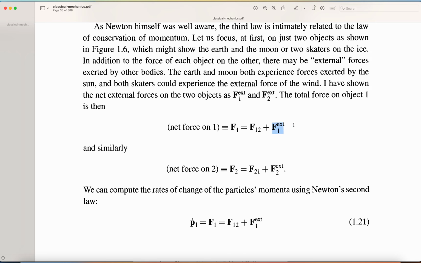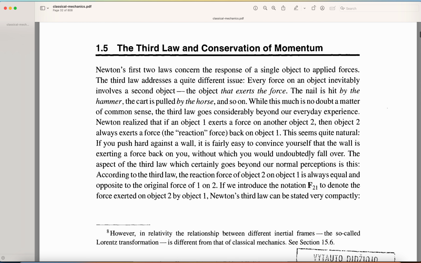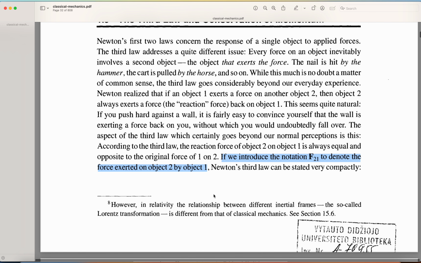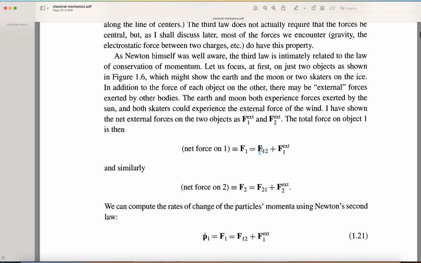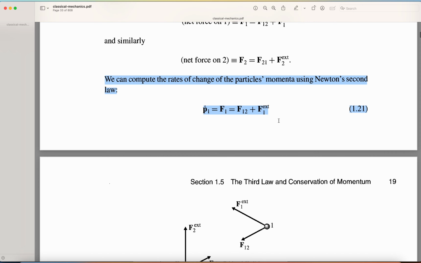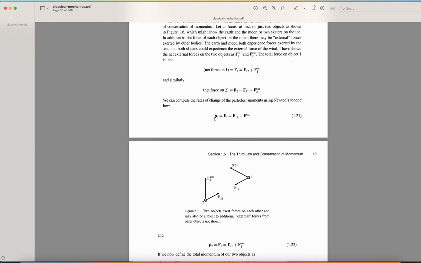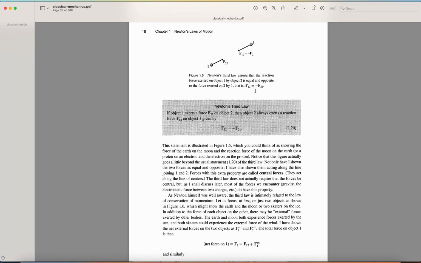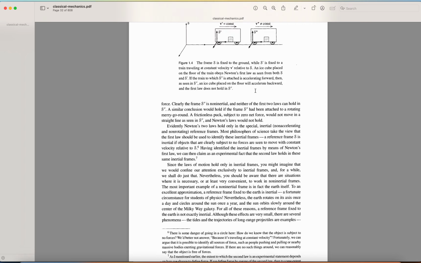So yeah, this one is more interesting. It assumes that the force on object 1, okay, what is F12 again? I keep forgetting it. It's the force exerted on object 2 by object 1. So this is the force exerted on object 1 by object 2, plus some external forces on object 1. That makes sense. Compute the rate of change for the particles' momenta using the second law. The momentum, which is, I think, your mass times acceleration or something.